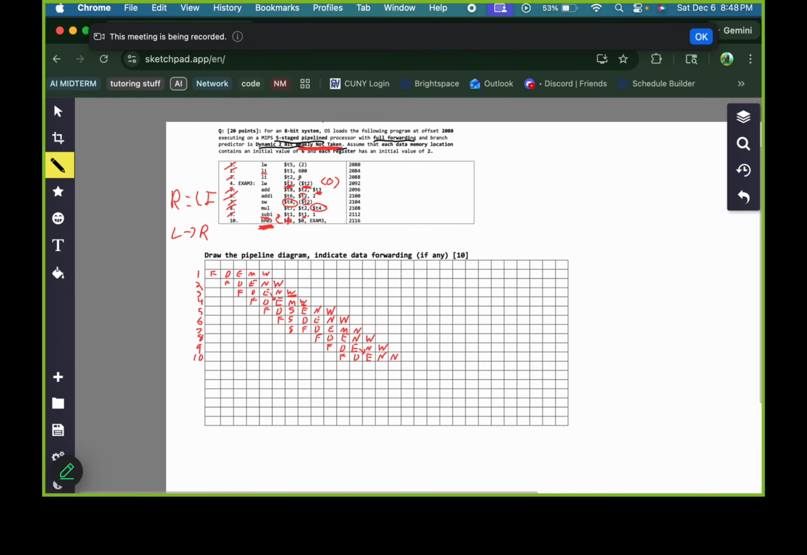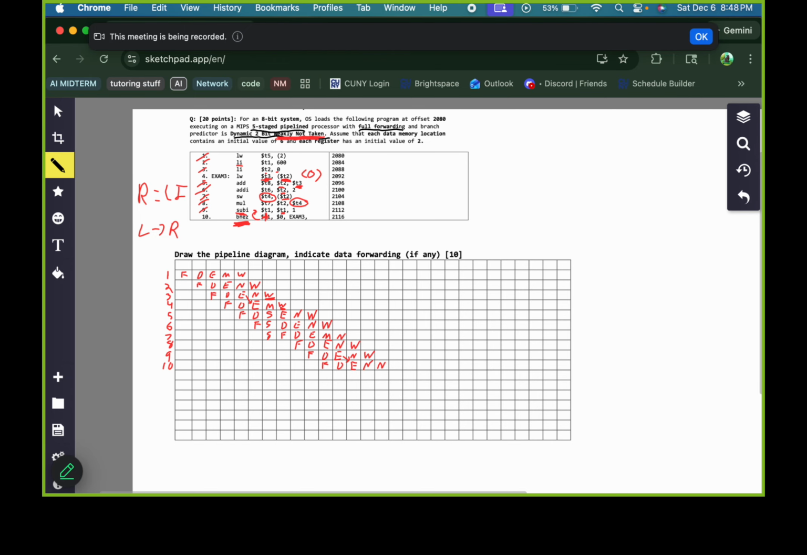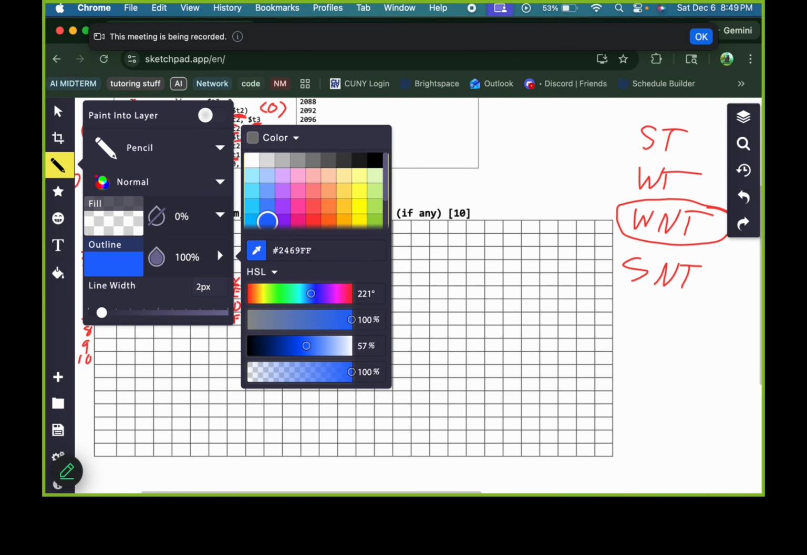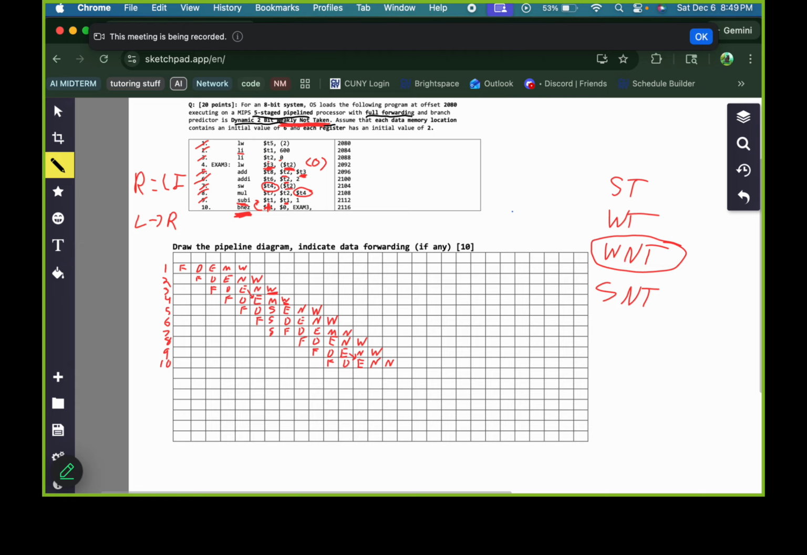Always good to draw out the little diagram for this guy, right? We have strongly taken, weakly taken, weakly not taken, strongly not taken. We are here. I'm sorry, weakly not taken. We are here. Make sure that you read these carefully. All right, so weakly not taken. So this tells me to not take the branch. So I'm going to have this in blue just to tell it apart from where we are, right?